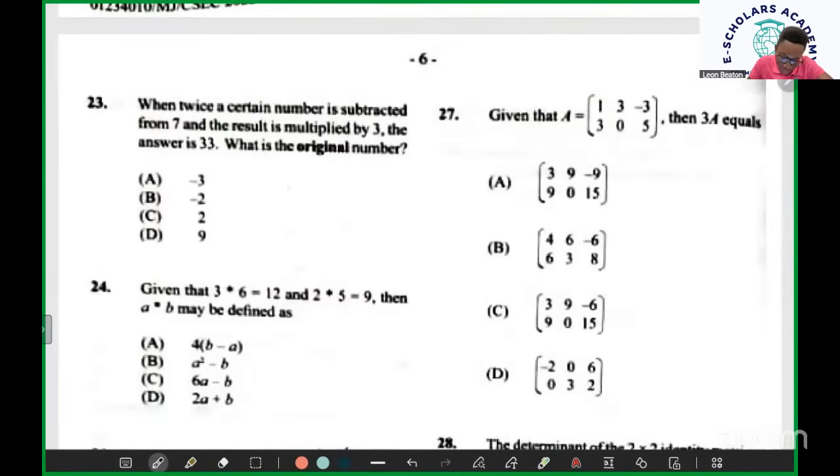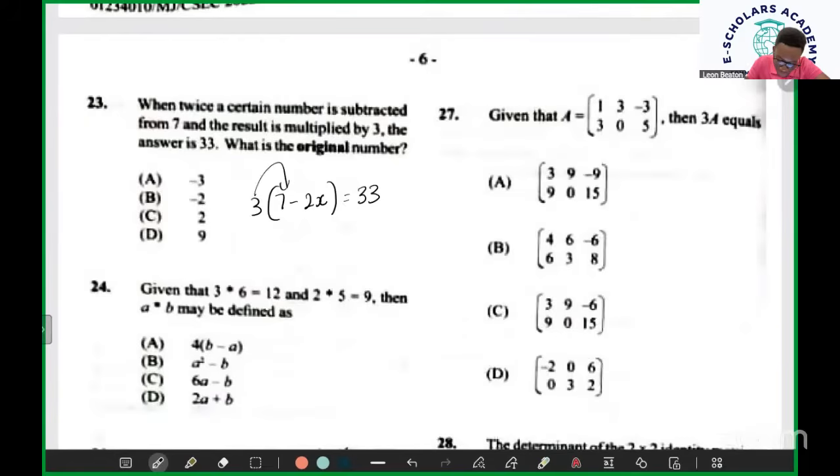When twice a certain number, we don't know what that number is, so we'll do 2x. When twice a certain number is subtracted from 7, so we got 7 subtract 2x. The result is multiplied by 3. And the answer is 33. What is the original number? So we put equal 33, right? Sounds like a riddle. Anyways, let's roll.